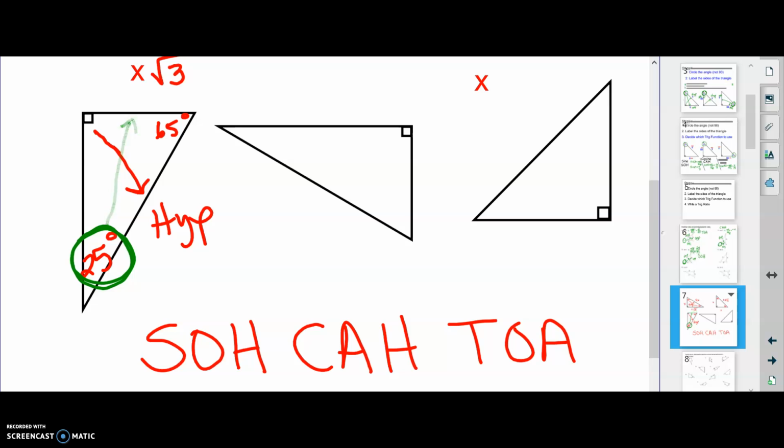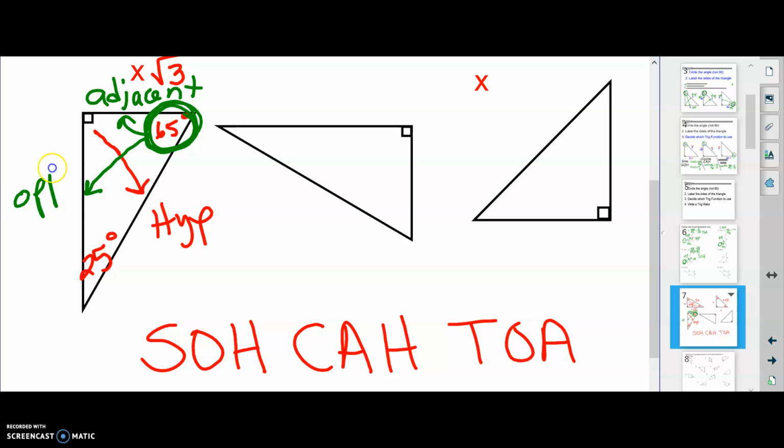Now, what if I had decided to circle the 65 instead? If I circle this one, now which side is adjacent? This one. Remember, when we had circled the 25, this side over here was the opposite, but now if we're looking at the 65, that's the adjacent side. This side over here now becomes the opposite side. It just depends on which angle you are looking out from, or where you are standing.